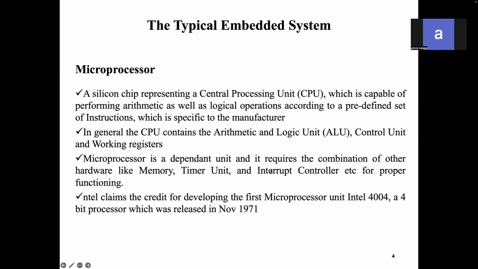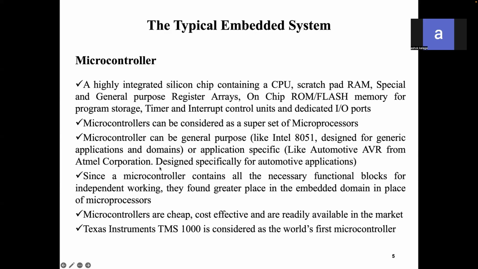The microprocessor is a dependent unit and it requires the combination of other hardware like memory, timer unit, and interrupt controller, etc. for proper functioning. Next one, microcontroller. What is a microcontroller? It's a highly integrated silicon chip containing a CPU, memory, scratchpad and general purpose register arrays, on-chip RAM or flash memory for program storage, timer and interrupt control units, and dedicated I/O ports. The basic difference between the microprocessor and the microcontroller is that the microprocessor is for general purpose applications, whereas the microcontroller is used for a specific application. Simply, if a computer is fabricated on a chip, it is nothing but a microcontroller.